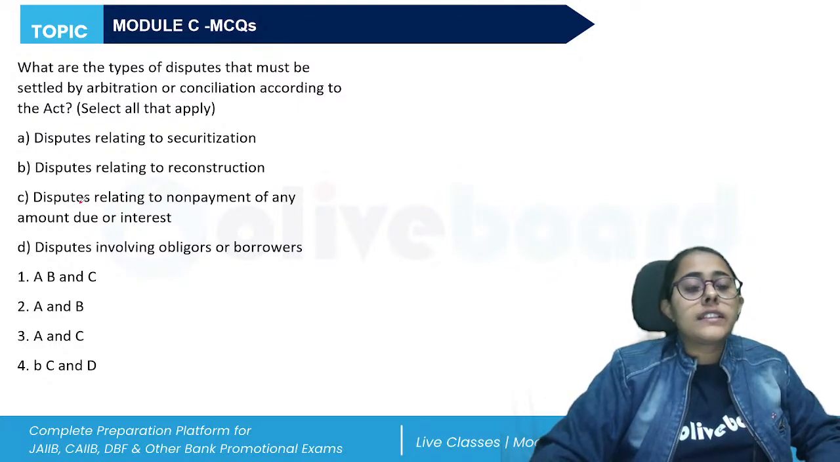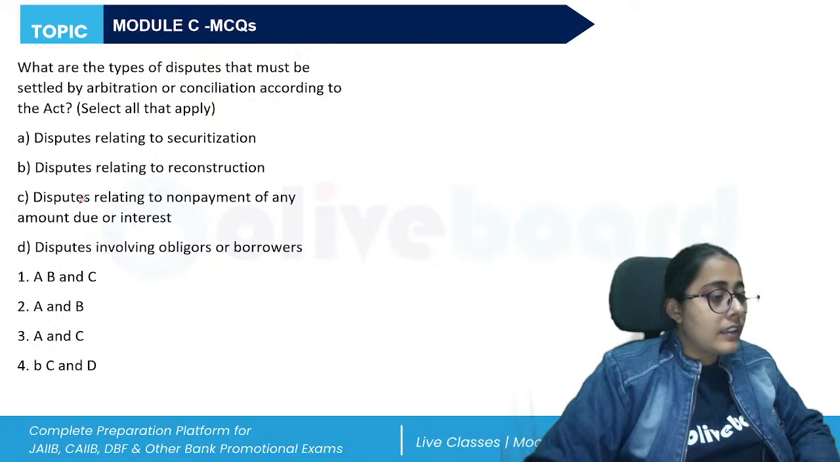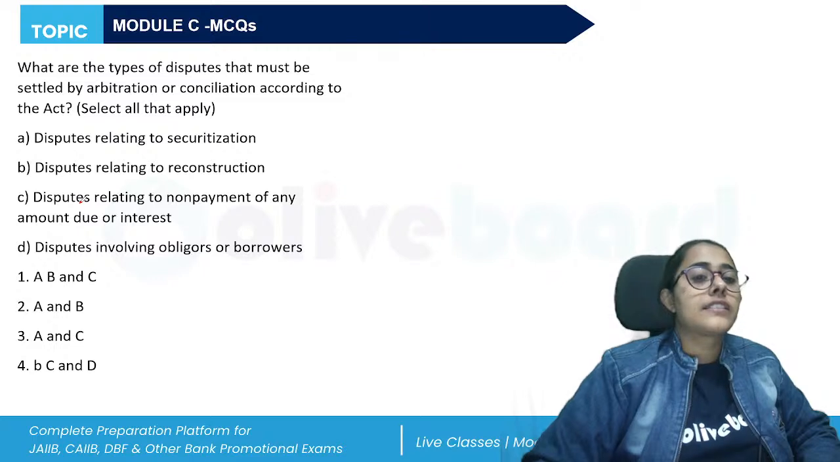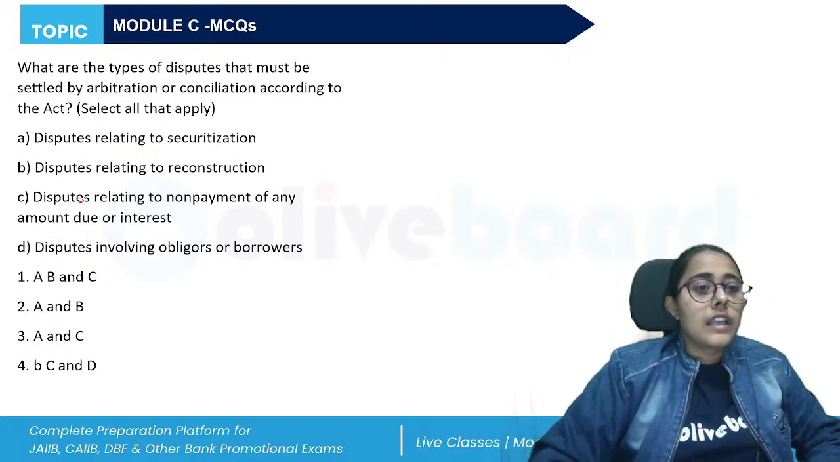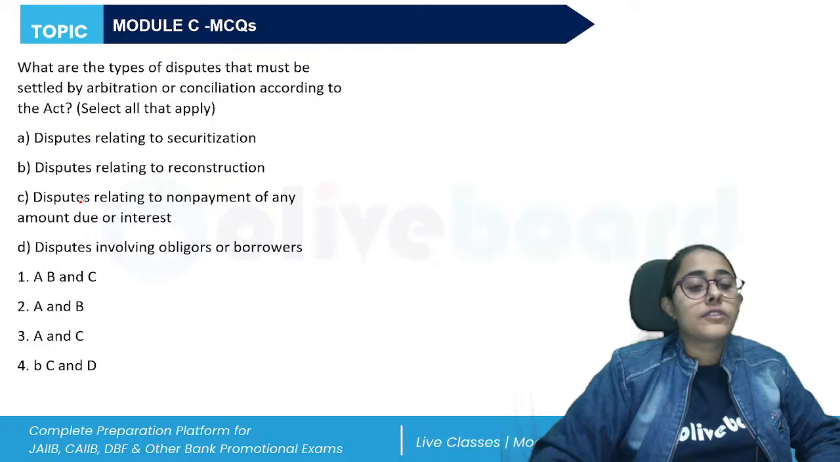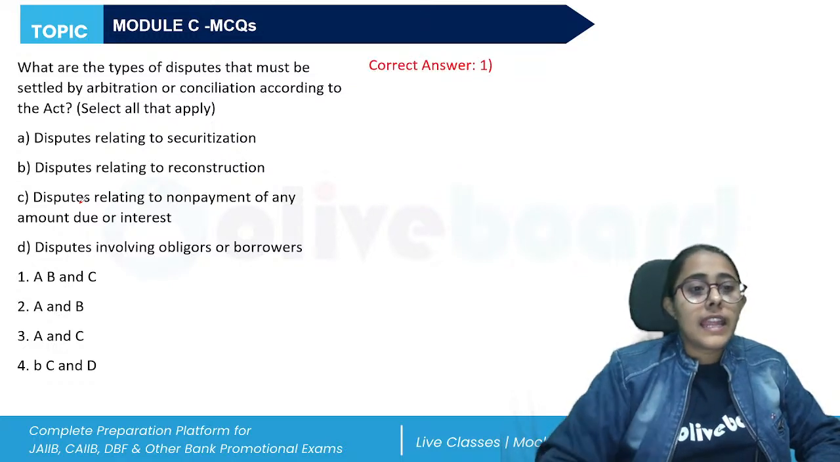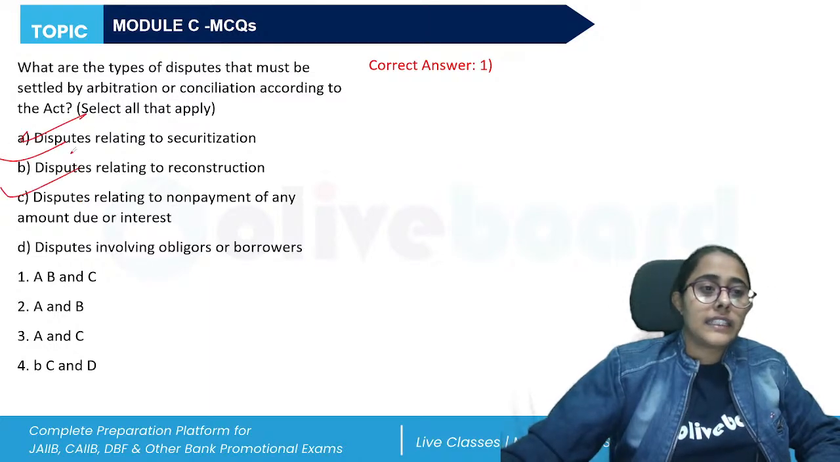Then, what are the types of the disputes that must be settled by arbitration or conciliation? Now, there are certain disputes which do not require the reconstruction or securitization. They can be settled by arbitration or conciliation. So, which are these disputes? Disputes related to the securitization, disputes related to the reconstruction, disputes related to non-payment of any amount due or interest, disputes involving obligors or borrowers. So which of the following can be settled by arbitration or conciliation? The correct answer is 1, A, B and C.